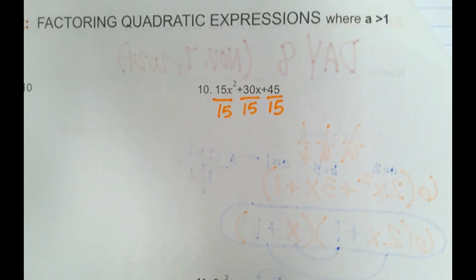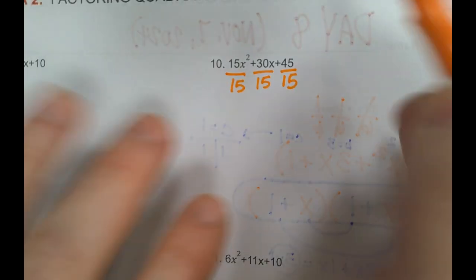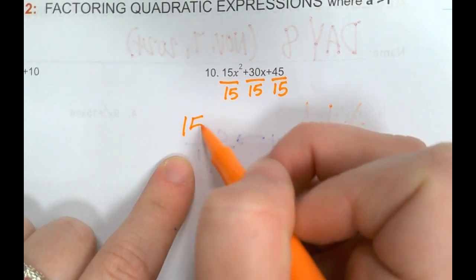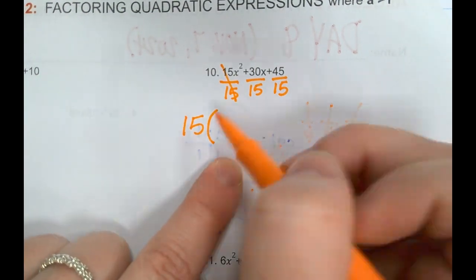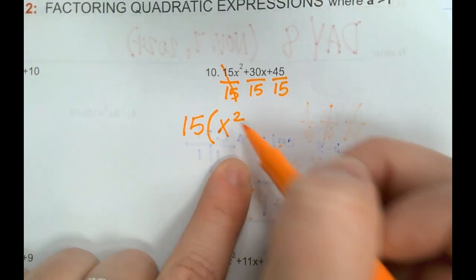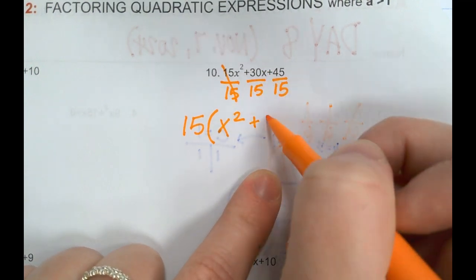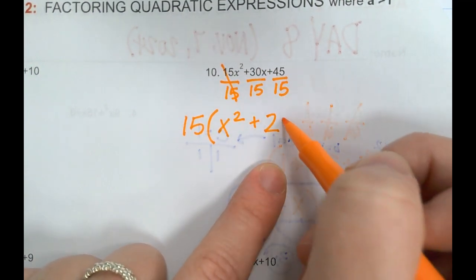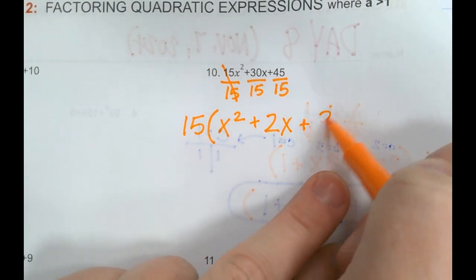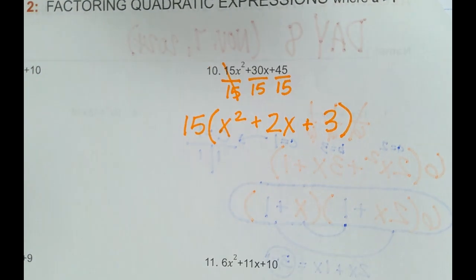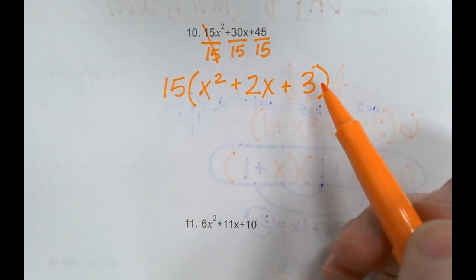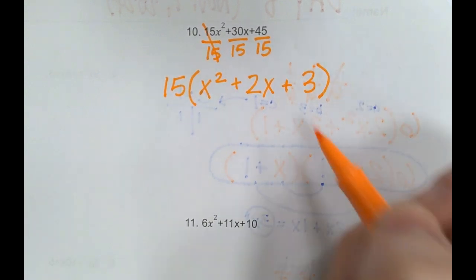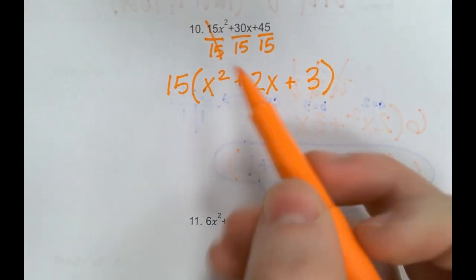Let me make this bigger. Okay. So now I need to bring my 15 down and divide everything. 15 divided by 15. It's going to leave me with x squared plus 2x plus 3. And then what? Because you only factor if you have a 3 or more, and then you're never going to make 2. Yeah, my A is 1.